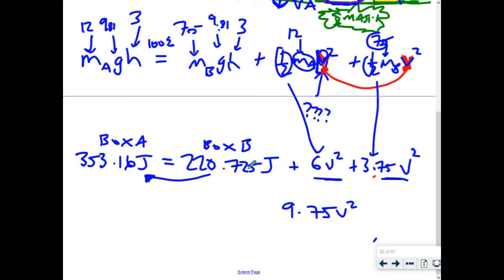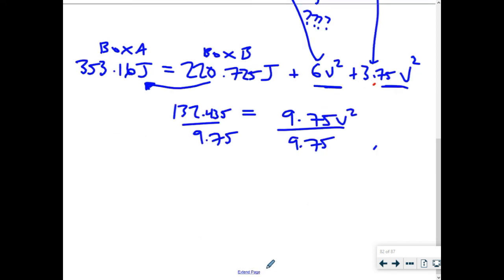353.16 minus 220.725, I'm left with this all equaling 132.435. So box A to box B, the missing energy left over was 132 joules of energy, which must have been kinetic. Putting this over here, I've only got a few steps left. I need to take 9.75, divide both sides by 9.75. That gives me a 13.58, etc. equals v squared.